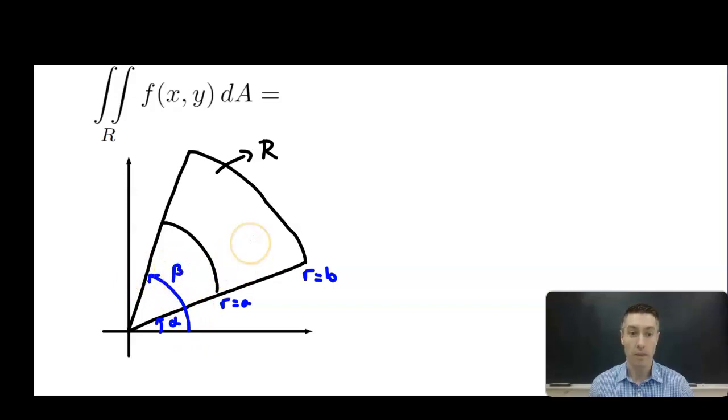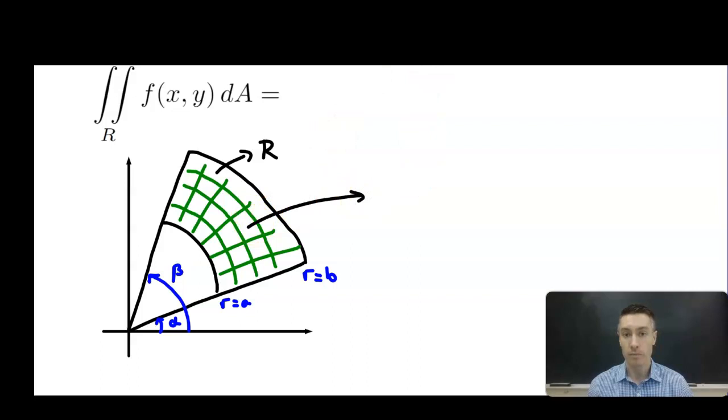and this would be beta. And just like with any other integration problem, as we're integrating over this region, really what we're doing is dividing this up into smaller and smaller rectangles. Right? So we can visualize that by drawing a few lines inside of the region, breaking it into rectangles. Now these are what we call polar rectangles. And let's highlight one of these. So we'll pull one of these out. So there is our polar rectangle.